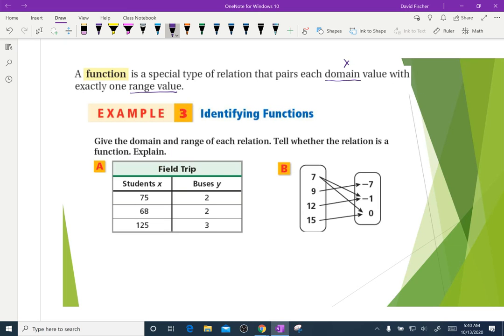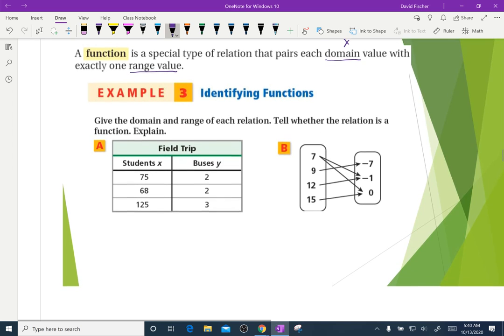Now, for tables and mappings, you have to really focus on whether it's a function or not. I'll give you a couple clues, but I really like it when they give me a graph and ask if it's a function. You'll see why here in a little bit.